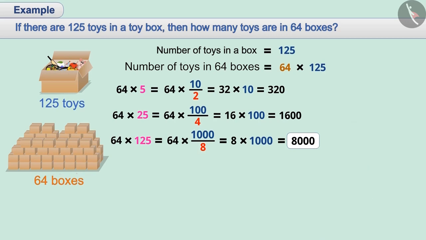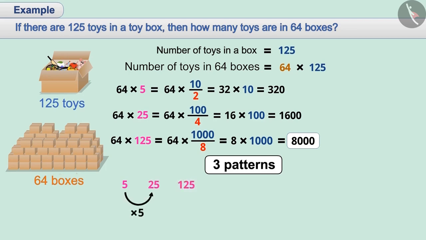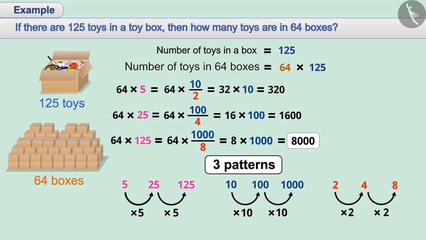Therefore, if there are 125 toys in a box, then there will be 8000 toys in 64 boxes. Here, we can see 3 patterns. In the first pattern, 5, 25, 125, etc., we get the next number by multiplying the number with 5. In the second pattern, 10, 100, 1000, etc., we get the next number by multiplying the number with 10. In the third pattern, 2, 4, 8, etc., we get the next number by multiplying the number with 2.